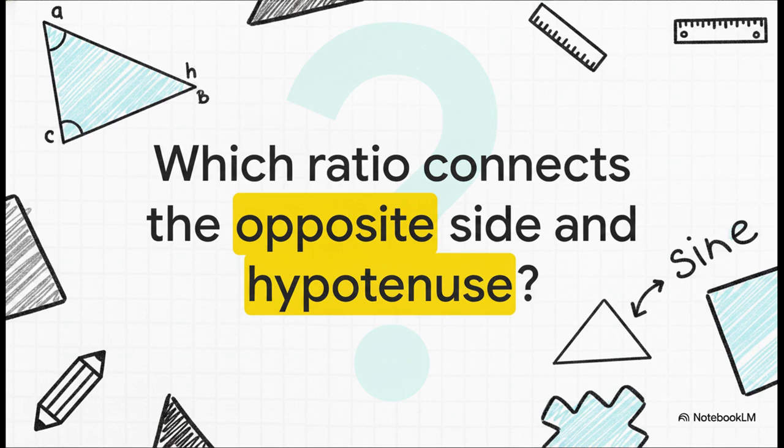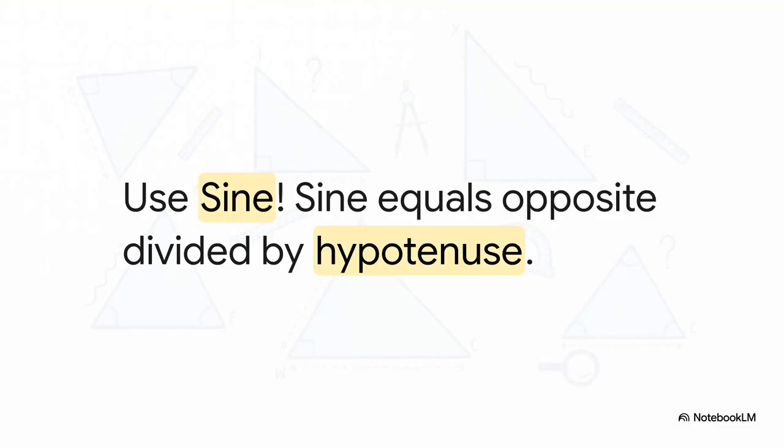If we know the length of the opposite side from our angle, and we want to find the hypotenuse, which trigonometric ratio connects them? Take a quick second and think about it. Got it? Well, the crucial hint is right there in the SOH part of SOHCAHTOA. It immediately tells us to use the sine ratio.